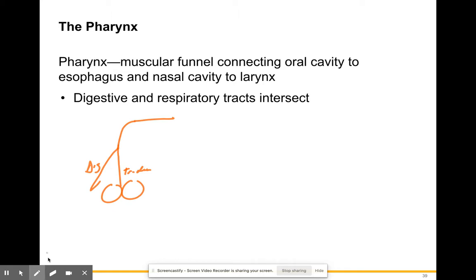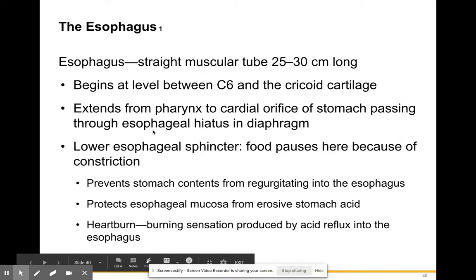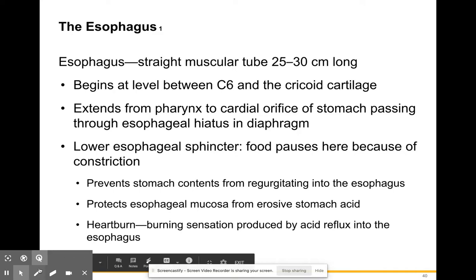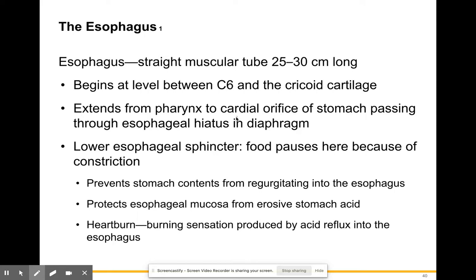Okay. The esophagus is a straight muscular tube around 25 to 30 centimeters. That's about a 12-inch ruler. Okay, 30 centimeters is 12 inches. Okay, it begins at C6, which is cervical vertebra number six. Okay, that's usually where the esophagus begins. It extends from the pharynx to the cardial orifice. That is a fancy way of saying the stomach. Okay, the beginning of the stomach.